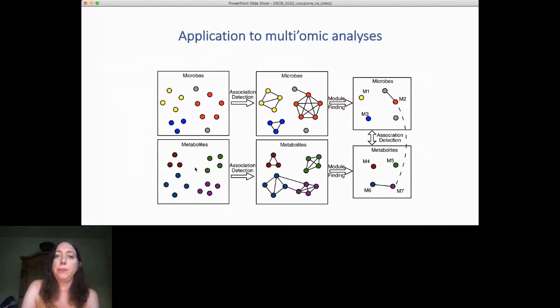This tool also has application to multiomic analyses, so you can pick modules not only on microbes, but on metabolites. And so then when you correlate them, instead of asking whether an individual microbe correlates with an individual metabolite, understanding whether modules correlate with modules helps you do downstream analyses, such as whether microbes in a module alone or cooperatively can produce the metabolites in a module.